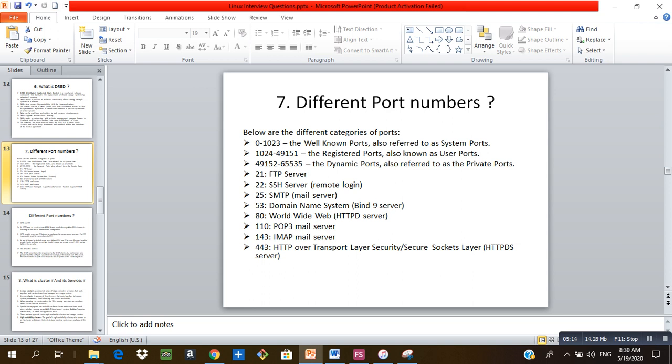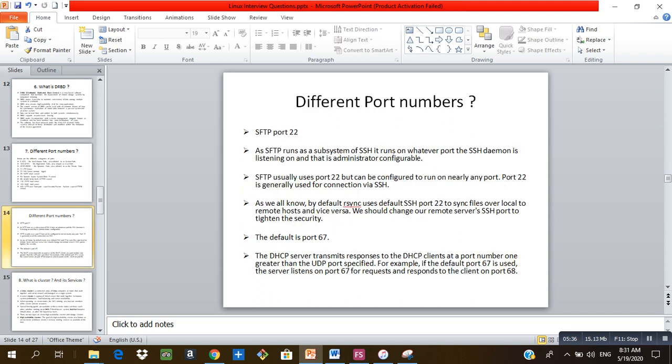These are some mail servers, POP3 and IMAP, for which the ports are 110 and 143, and for HTTP with secure socket layer, HTTPS, the port number is 443. Okay guys, do remember, knowing the ports is very important. SFTP also uses port 22. As SFTP runs as a subsystem of SSH, it runs on whatever port the SSH daemon is listening on, which is administrator configurable.